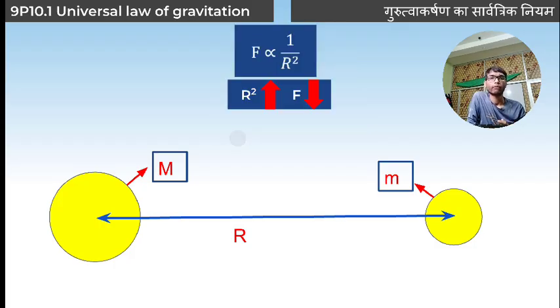Here, when the distance between the objects decreases, then F will decrease when r decreases. And when the distance increases, what is the meaning of increasing distance? We are saying that both objects are going far away from each other. So of course the attraction force will be less.